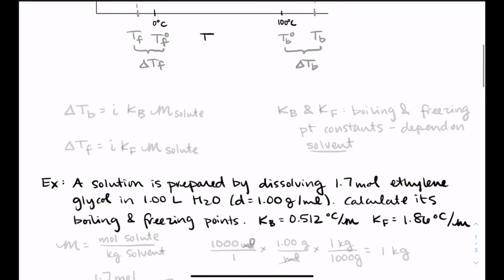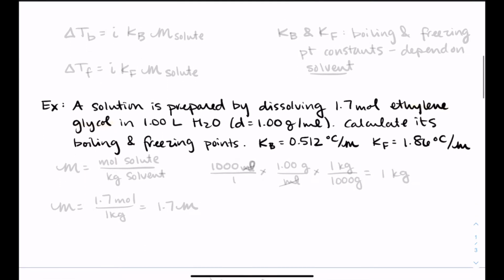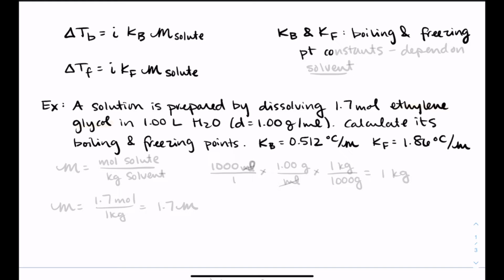So the way that this equation is given is that it's a calculation of the delta. So delta TB is equal to i KB times the molality of the solute, and then delta TF equals i KF times the molality of the solute. So KB and KF are the boiling point constant and freezing point constant. This depends on the solvent. So these are values that you would have to be given or that you could go look up, but it's for the solvent. So water has a unique KB and KF value.